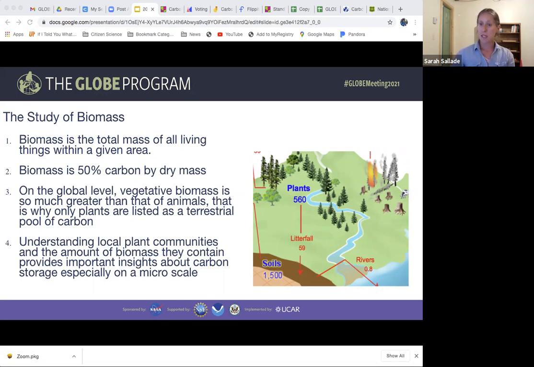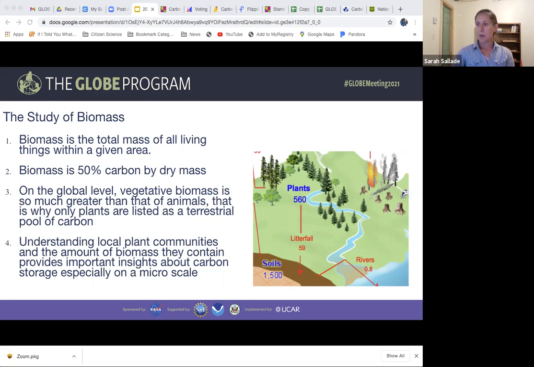Biomass is 50% carbon by dry mass. So what I mean by that is if I took an area of grassland and I cut down all the grass in that area, I would be holding the biomass in my hand. And then I'd take it and I'd dry it out. And then I would mass it, and that would be its actual dry mass. And then 50% of that mass is how much carbon is in that grassy area, that herbaceous area. And it's important to kind of understand that as the link between biomass and carbon.